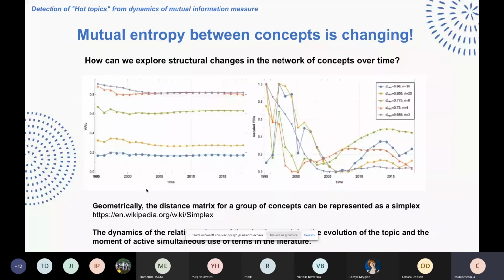Actually, what we found is that this shrinking of the volume of a simplex usually predefines the growth in the entropy in some concepts. So, for example, we have a shrinking of the volume, and after that, certain concepts fire up. Yeah, they have very high entropies and start to grow.